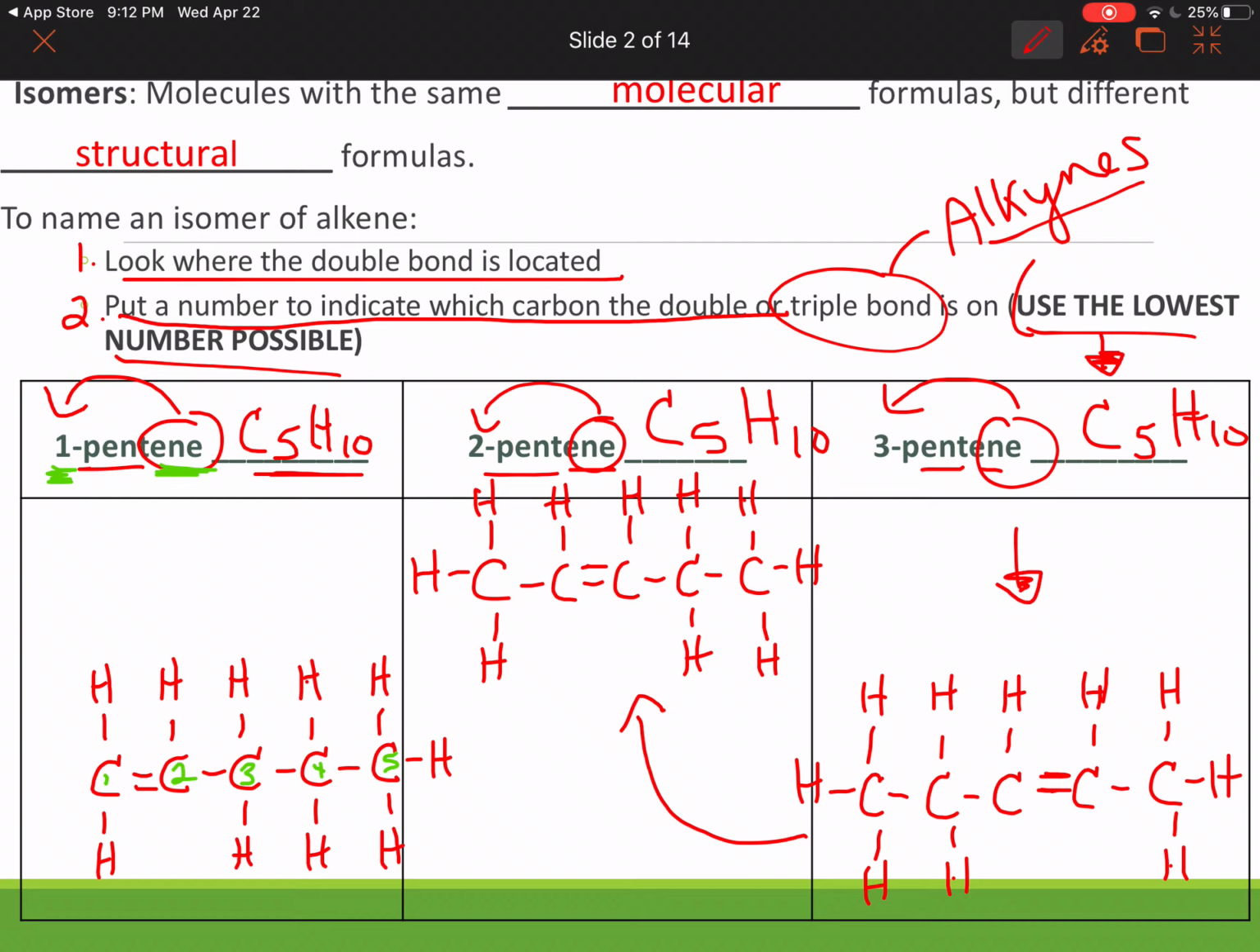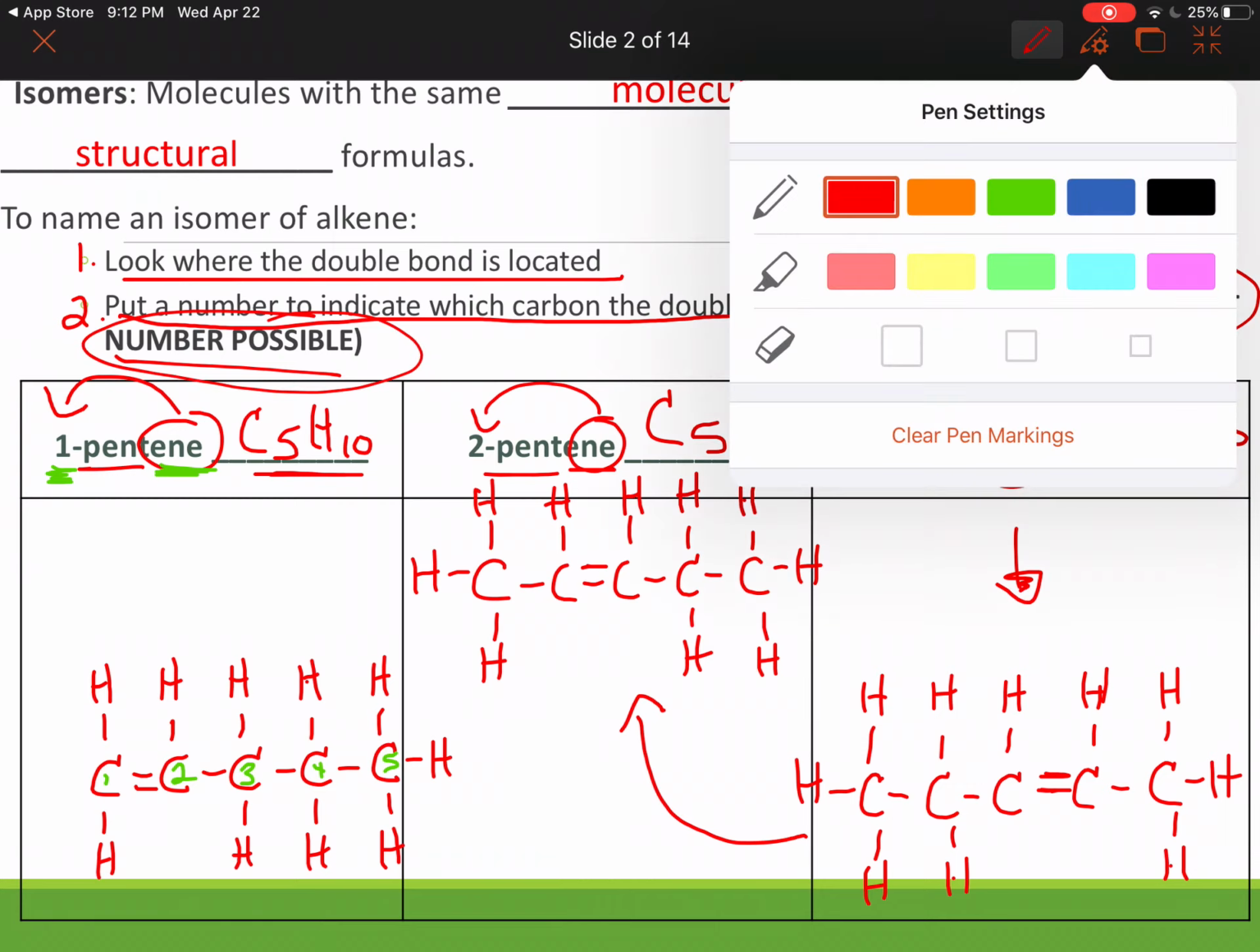Well, they're not isomers. It's not a different structural formula. We just chose to draw it the way we're drawing it, but that doesn't mean it's a different formula. So what I want you to do is always make sure that you're using the lowest number possible, okay? It doesn't matter what direction you start counting in. So let's look. Let's start counting.